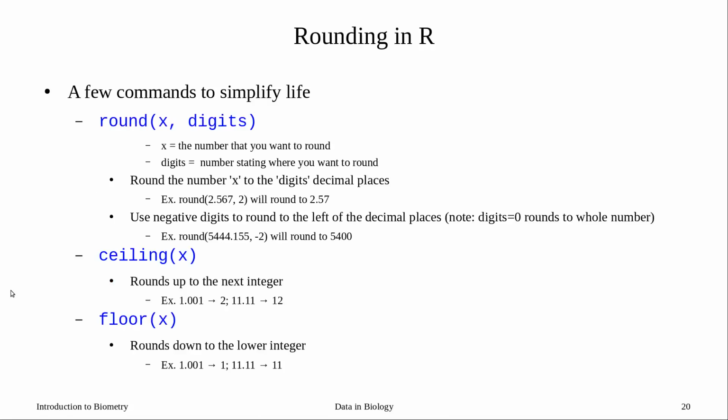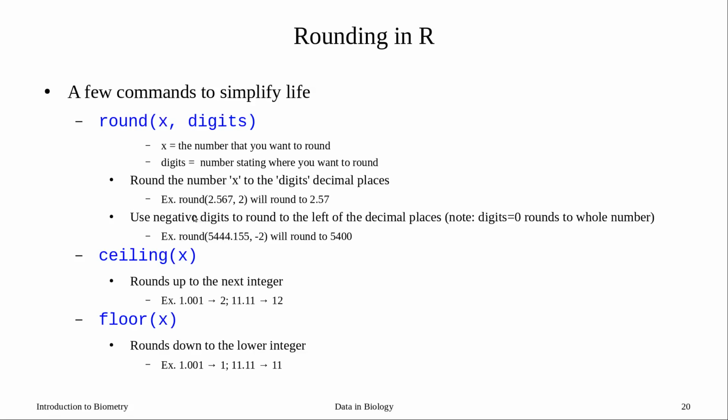Oh yeah, of course. There's several functions that we can use. The primary function that we use is round. The round function takes two objects. So we're going to give x, which is a value, the number that we want to round, and then we have to tell R how many digits we want to use. Now the digits here refer to decimal places. So if I have 2.567 and I want to round to this place, then digits is equal to 2. So it's the second decimal place.